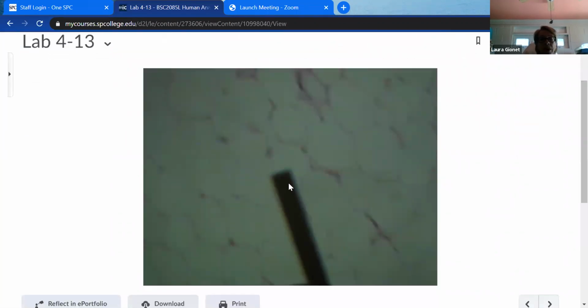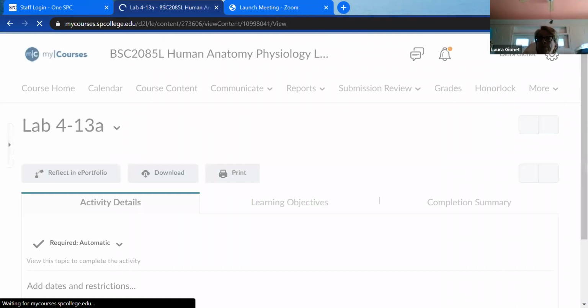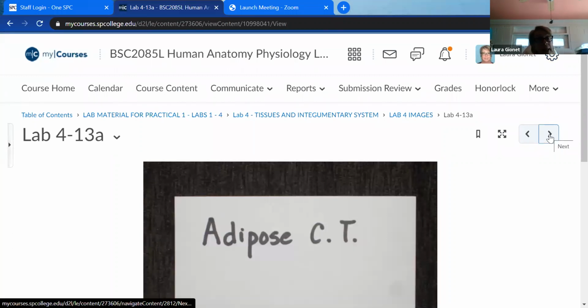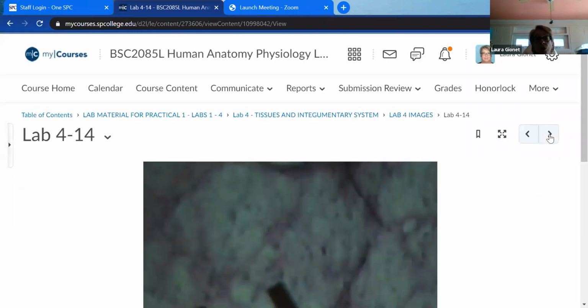Then we have a pretty decent picture of adipose connective tissue. Again, it's hard to get a good picture through the eyepiece of a microscope, but you can see this kind of honeycomb, chicken wire appearance to this tissue. Now you know you're looking at fat. Adipose connective tissue. Hypodermis, so subcutaneous, and maybe a function: long-term energy storage, cushion and insulate organs.